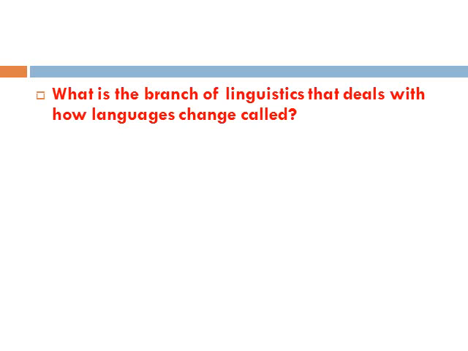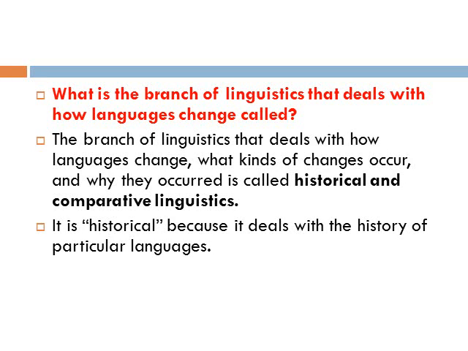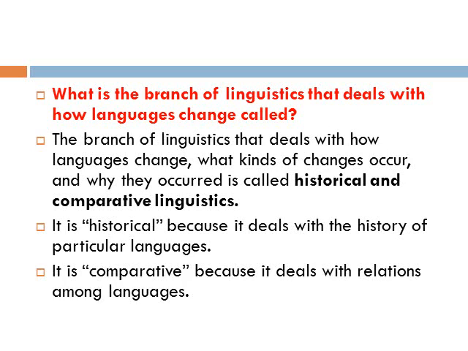So what is the branch of linguistics that deals with how languages change called? The branch of linguistics that deals with how languages change and what kinds of changes occur and why they occurred is called historical and comparative linguistics. Now, why is it historical? It's historical because it deals with the history of particular languages, and it's comparative because it deals with relations among languages.